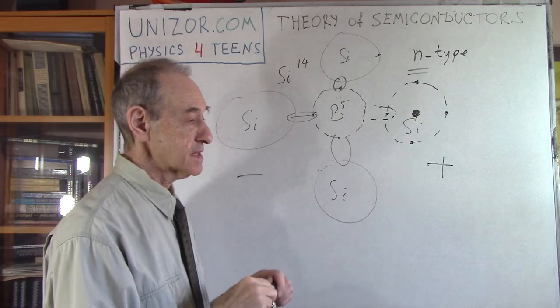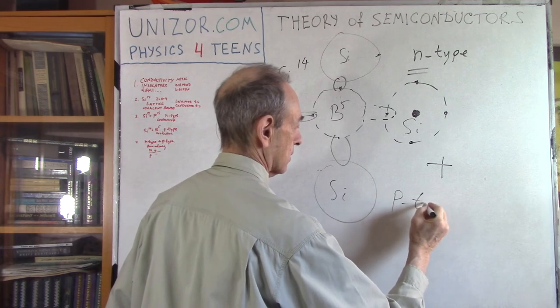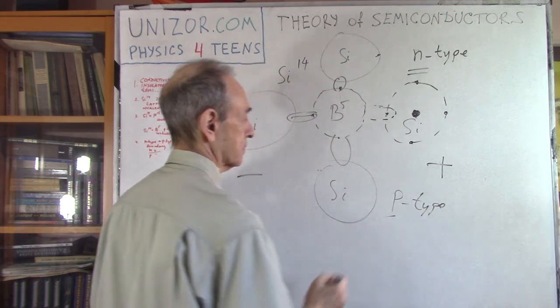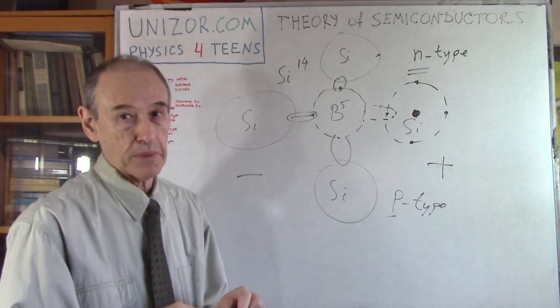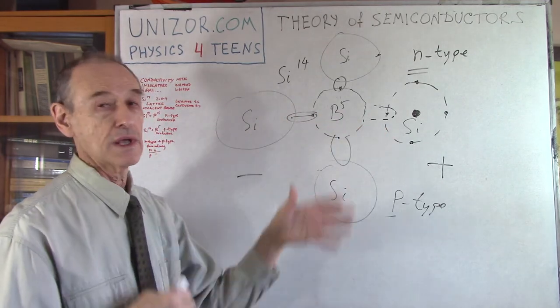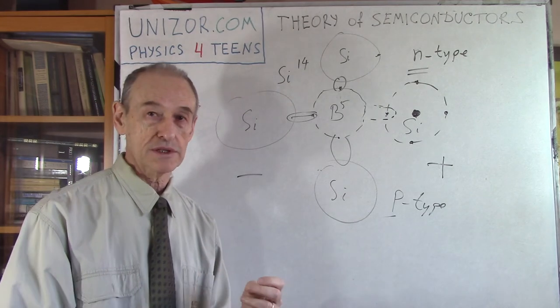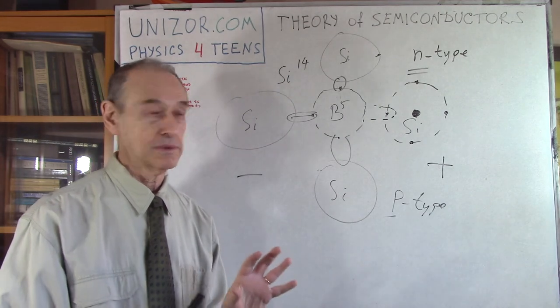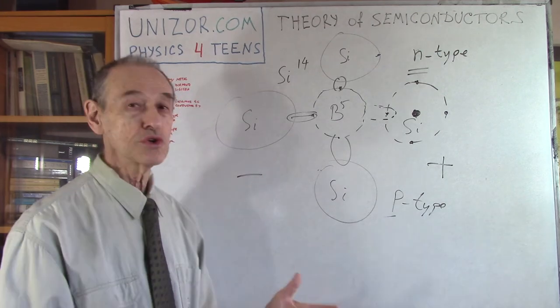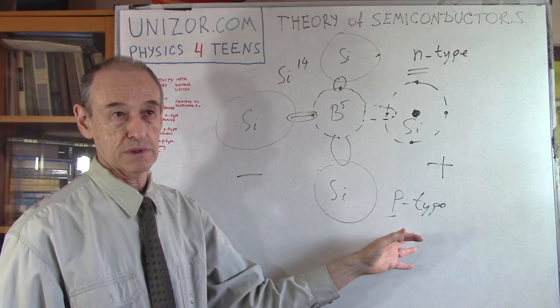So this is called a p-type semiconductor. P stands for positive. Hole is a positive. So either phosphorus or boron, they do have better conductivity than silicon by itself. So we have two new materials. We have n-type material and we have p-type material.